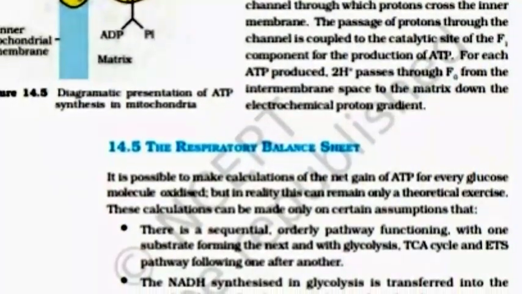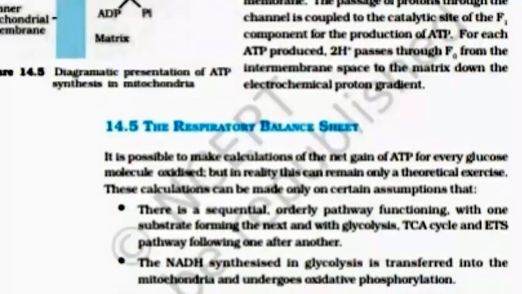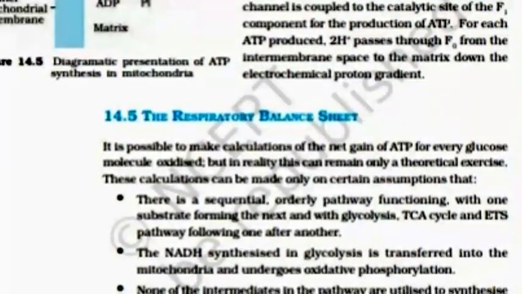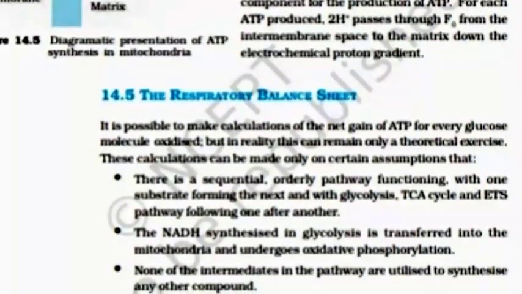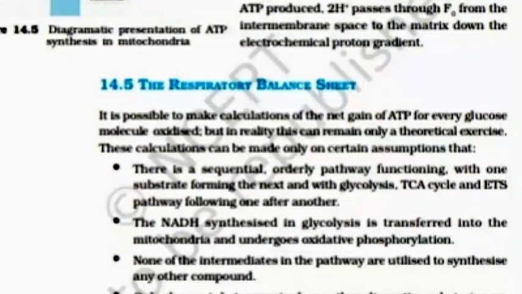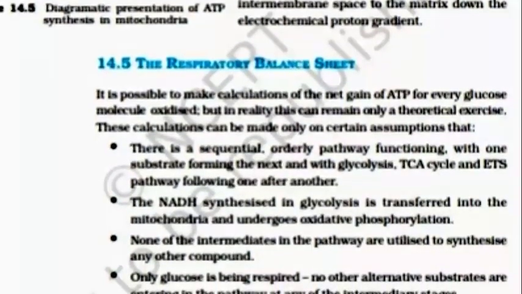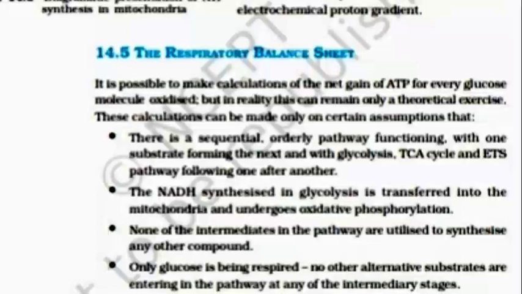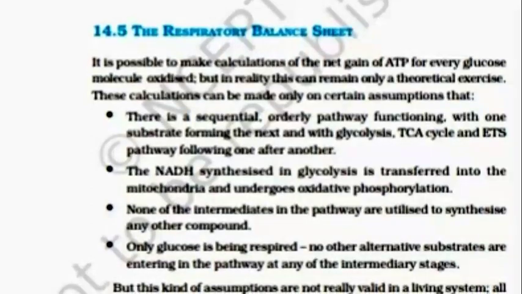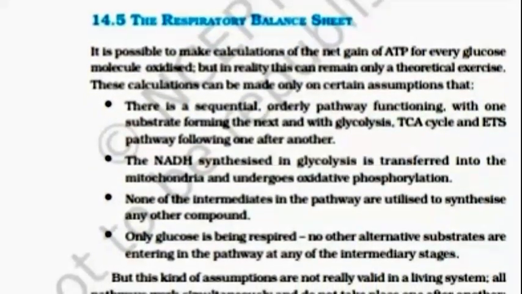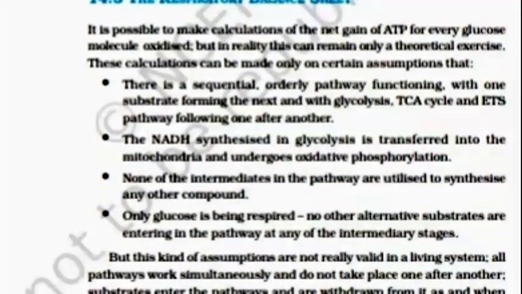Respiration balance sheet. It is possible to make a calculation of the net gain of ATP for every glucose molecule oxidized, but in reality this can remain only a theoretical exercise. This calculation can be made only on certain assumptions: that there is a sequential, orderly pathway functioning, with one substrate forming the next, and with glycolysis, TCA cycle and ETS pathway following one after another. The NADH synthesized in glycolysis is transferred into the mitochondria and undergoes oxidative phosphorylation. None of the intermediates in the pathway are utilized to synthesize any other compounds.